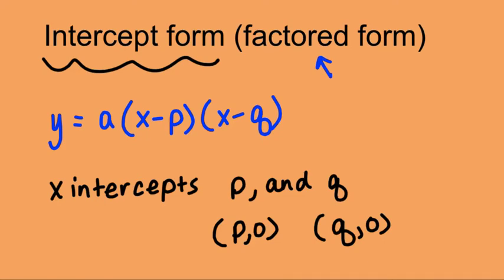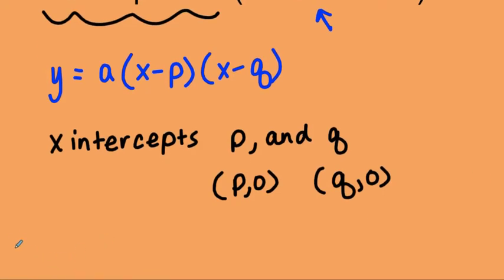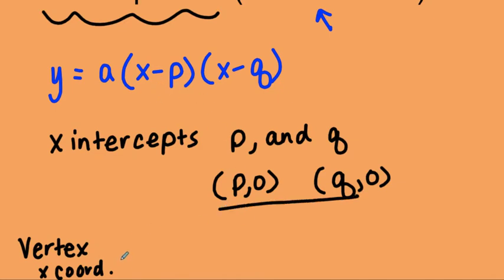Now, if I wanted to find the vertex, there's a couple ways I could do that. I want to remind you that the vertex, the x-coordinate, has to be directly in the middle of the x-intercepts. So to find the x-coordinate, you could just do the average of the intercepts.